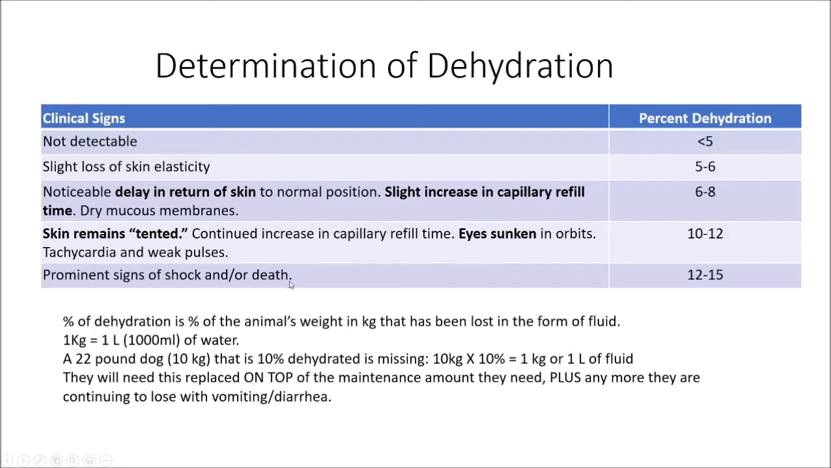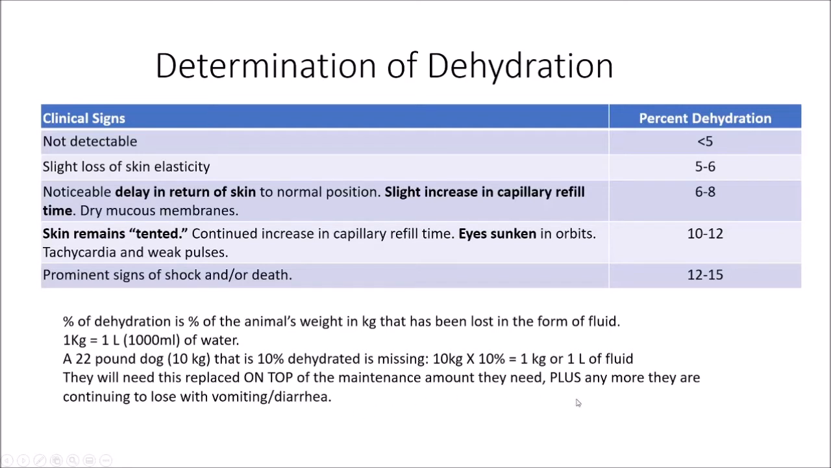Remember that the percent of dehydration is just the percent of the animal's weight in kilograms that's been lost in the form of fluid. And if we remember that 1 kilogram equals 1 liter, we can figure out pretty quickly how much water that animal has lost in terms of weight. So a 22-pound dog, that's 10 kilograms, that is 10% dehydrated, is missing 10 kilograms times 10%, or 1 kilogram, or 1 liter of fluid. This needs to be replaced on top of the maintenance fluid that they need, plus any more that they are going to continue to lose with vomiting and diarrhea.